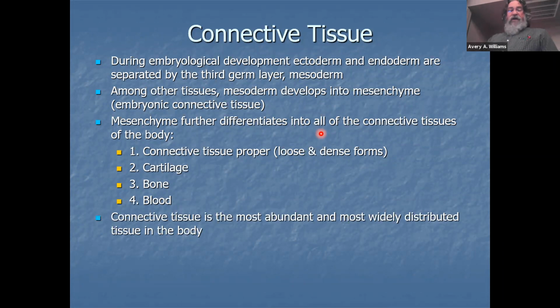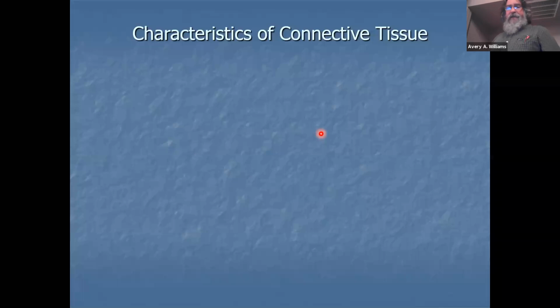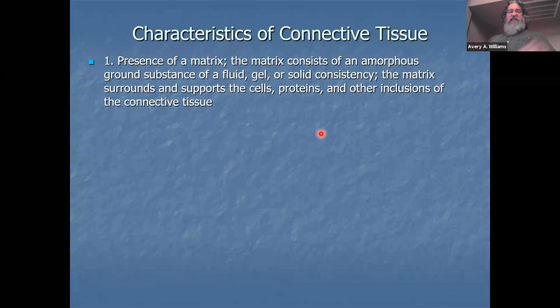So what else? Well, as you can see, connective tissue is pretty diverse. And so here I tell you that connective tissue is the most abundant and widely distributed tissue in the body, more so than any of the other categories of tissues. So what makes connective tissue connective tissue? The characteristics, of course.